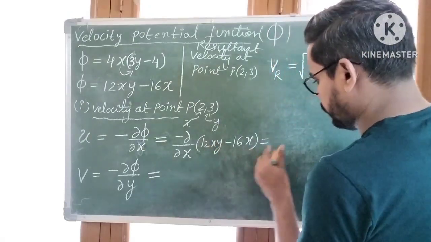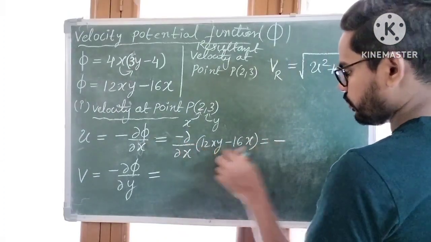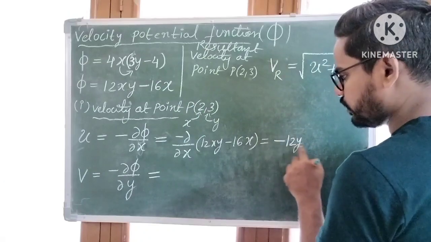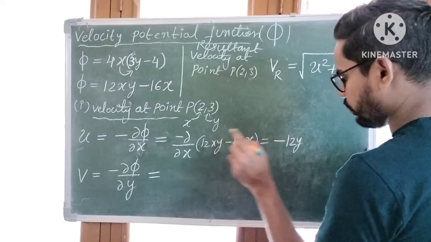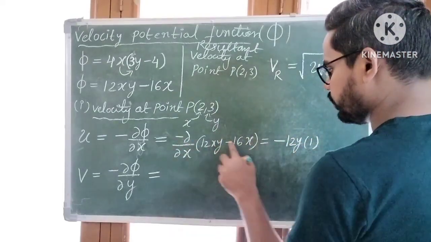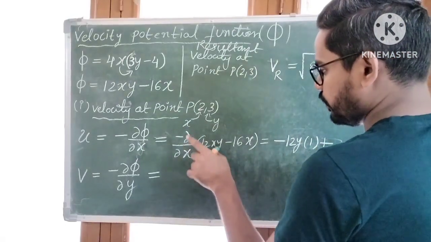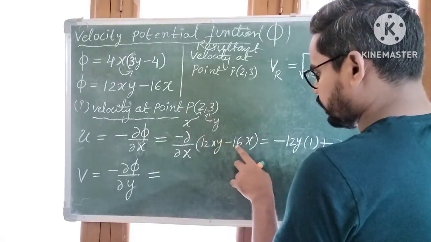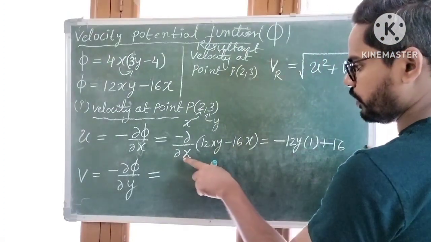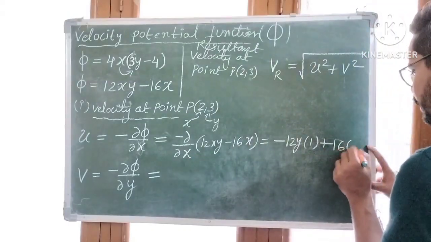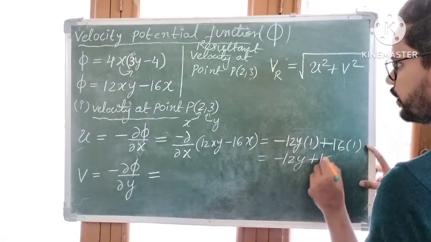Here 12y is constant. So first of all, minus 12y is a constant term. The derivative of x, partial differentiation of x, is 1. Next, minus into minus is plus. Now the derivative of 16x: here 16 is constant, and the derivative of x with respect to x is 1. So you will get minus 12y plus 16.